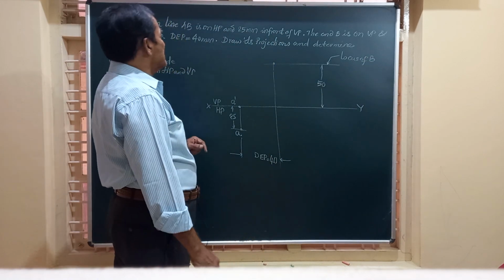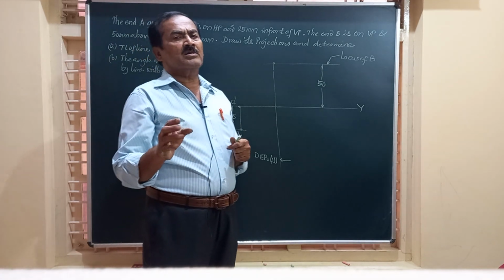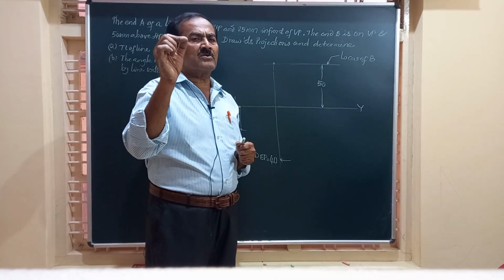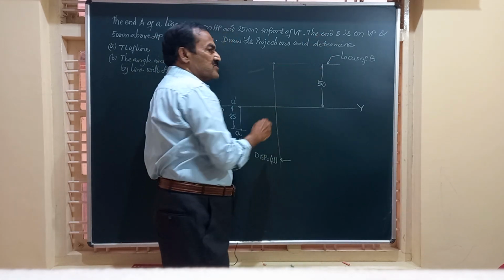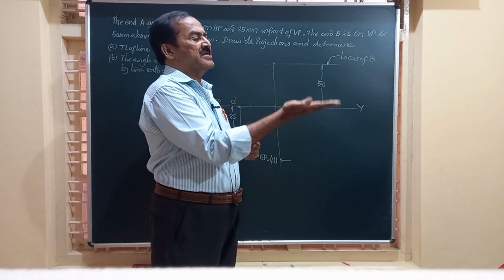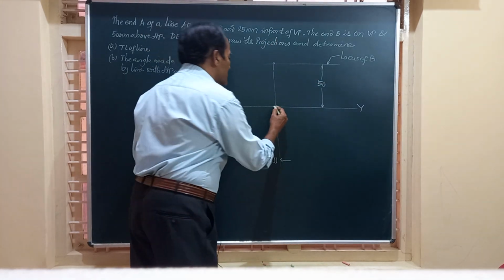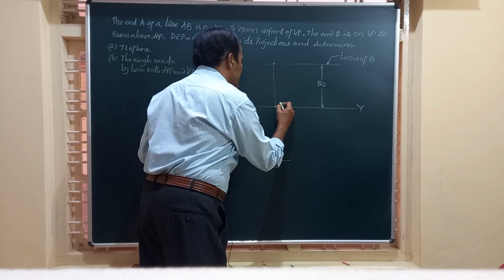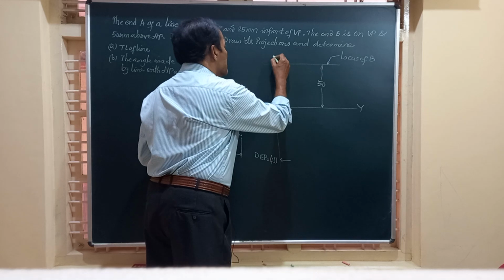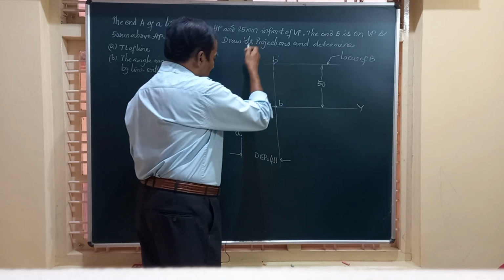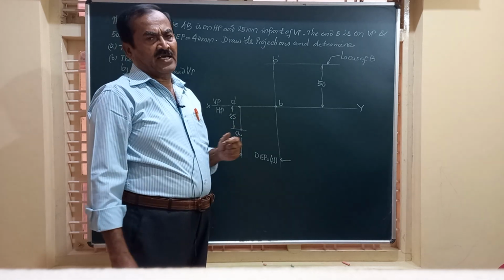And friends, what else is given? Remember, whenever a point is on VP, its top view falls on XY. So, whenever a point is on VP, the front view is seen above the XY line and the top view is seen on the same line, and this point is going to be point B and this point is B dash. So, we got both the end projectors A dash A and B dash B.